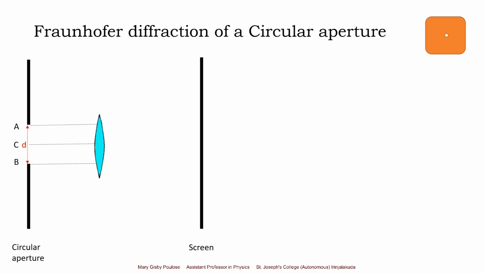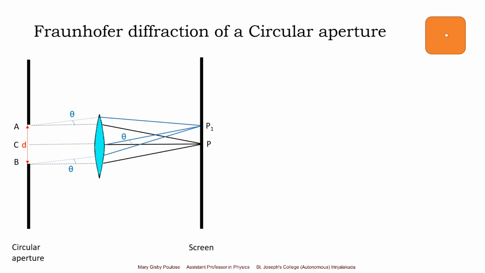The rays traveling parallel to the optic axis will be diffracted to the center of the screen, assumed as point P, and this will be a point of maximum intensity. Now let us assume a beam of rays that are diffracted from the aperture. The rays diffracted at an angle theta will be focused at another point on the screen, and let that be P1. The angle between P and P1 will be theta.